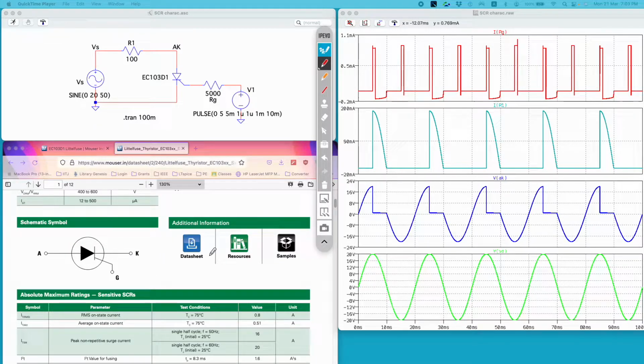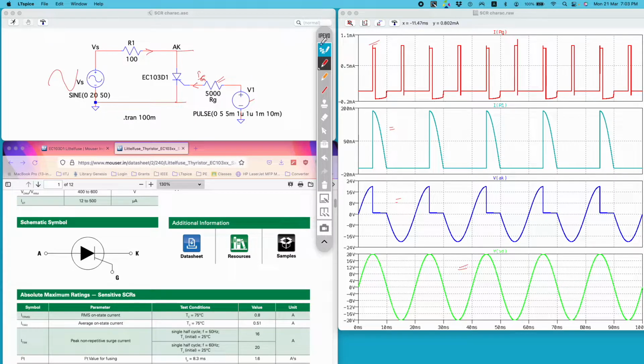Now this is the basic characteristic. Let's see this in the LTspice simulation. If I run the simulation, on the top plot I have the gate current Ig. The second plot is the current flowing through the load, or through this SCR. The third plot is the voltage across the SCR, and the last plot is the input voltage. Now this V1 is my gate driver, this voltage source is emulating the gate driver, and this 5K resistor is to limit the value of Ig.